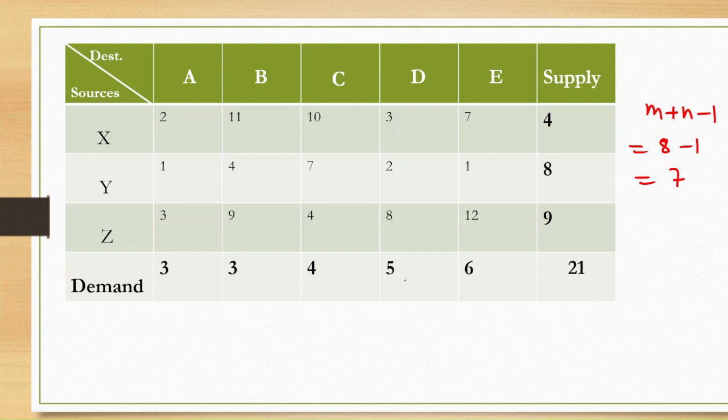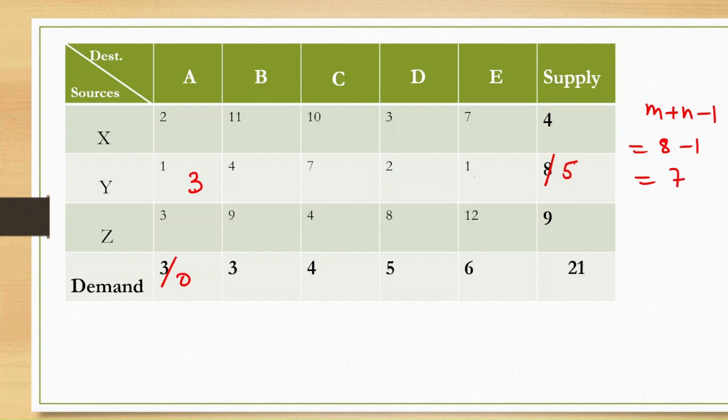Starting with the lowest, I have two lowest costs, 1 and 1, for source Y, destination A and destination E. I can start with any one. Here I'll start with this one. That's 3 and 8, so I'll take the minimum as 3. It becomes 0 and this is 5.